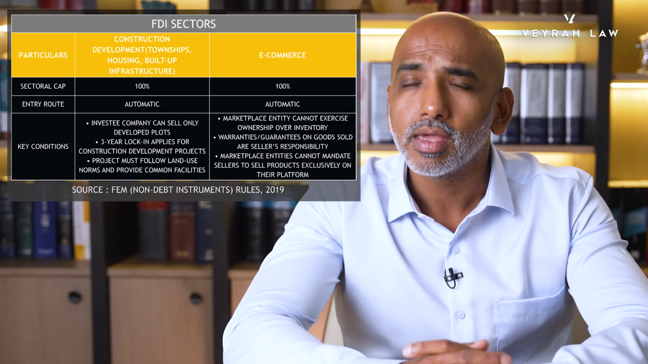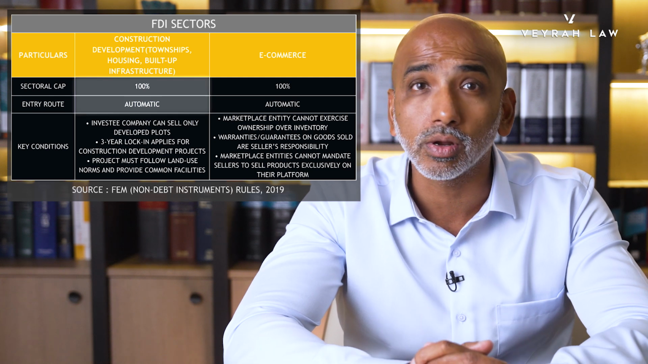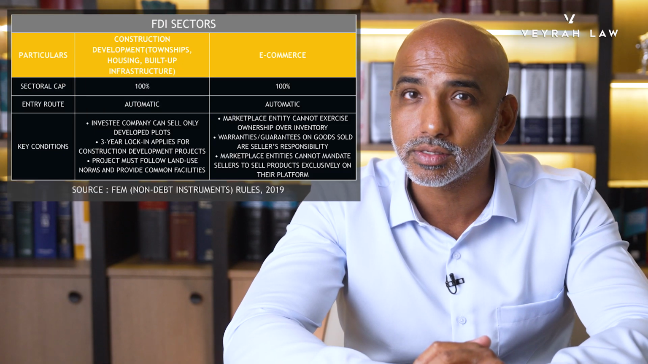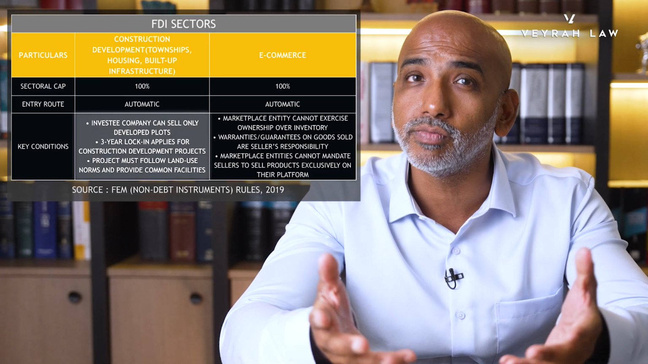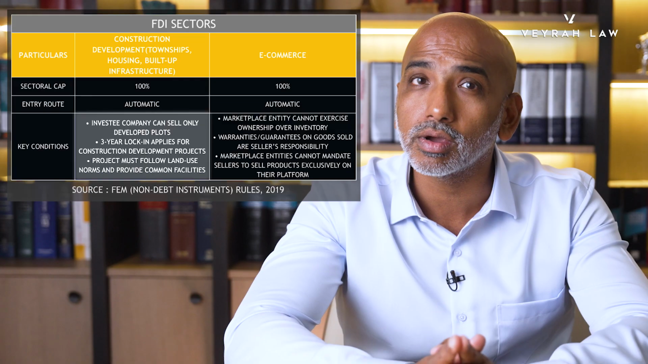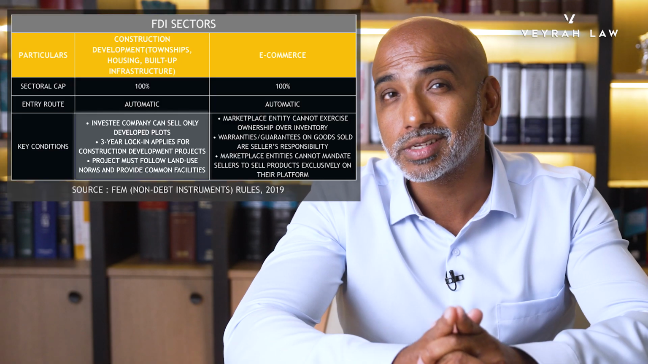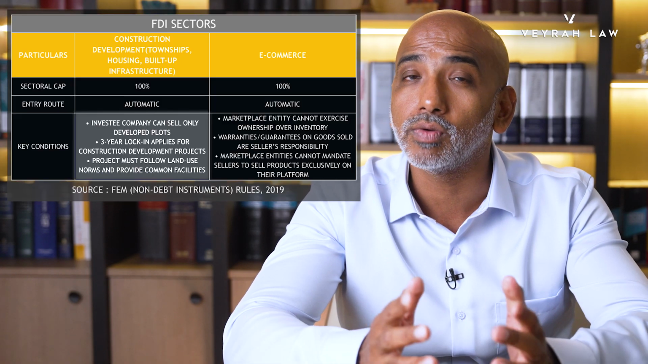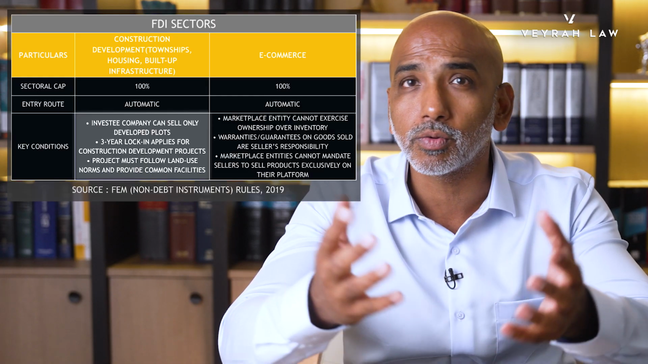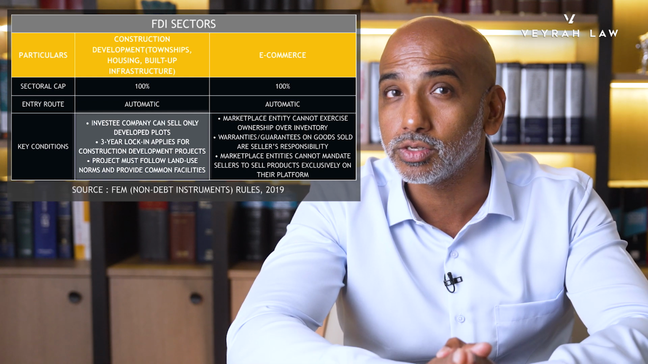For example, if you were to do a real estate project in the construction development space, it's 100% under the automatic route, with 100% investment by foreign investors. But it comes with certain conditions. The Indian investee company, which is the company in which you invest, is allowed to sell only developed plots. There is a 3-year lock-in period for construction development projects, which means you cannot exit before 3 years. The project has to conform to land use requirements and provide for all common facilities before any sale can take place. In the industrial parks section, if the project is an industrial park, it needs to meet minimum unit requirements and minimum area utilization norms.